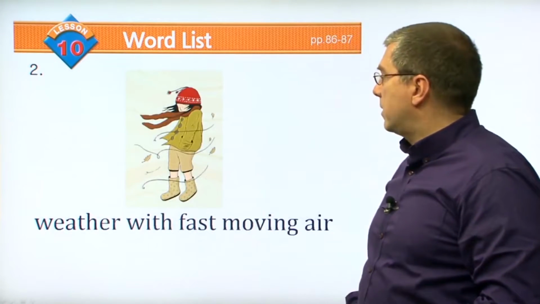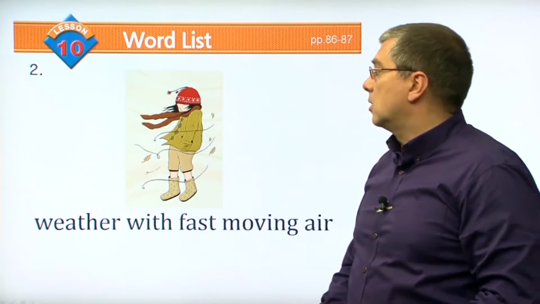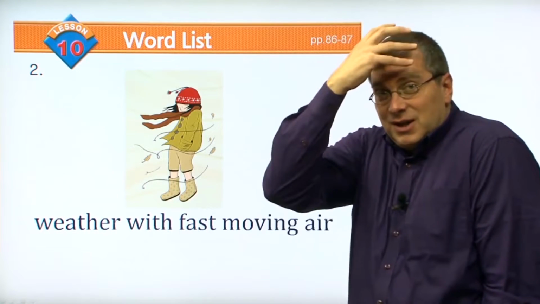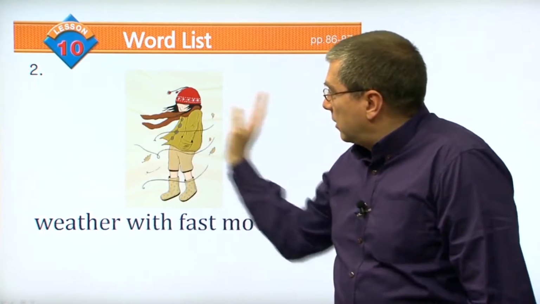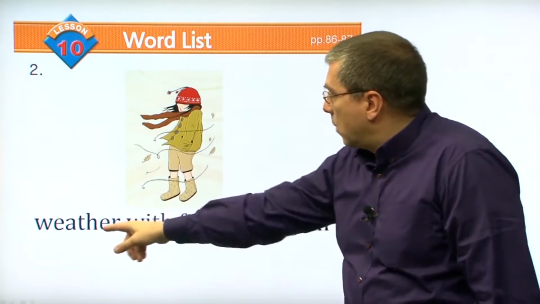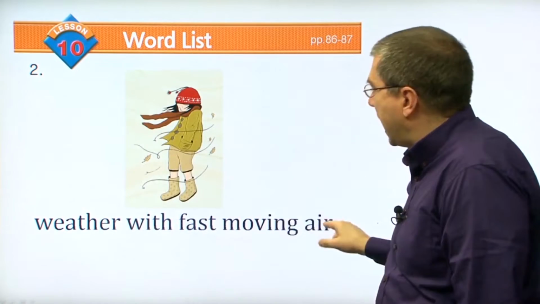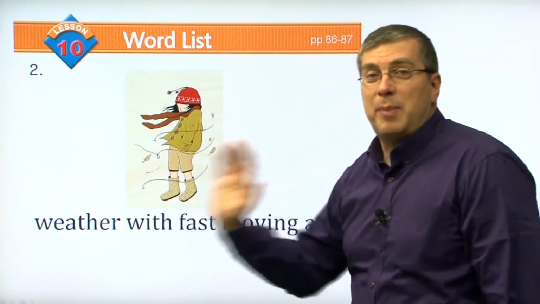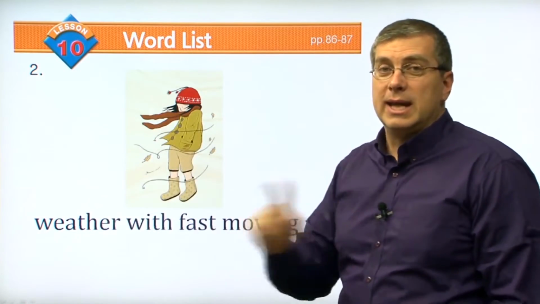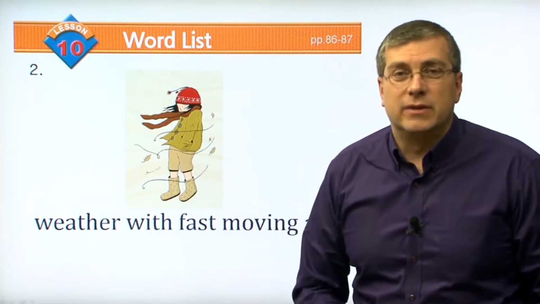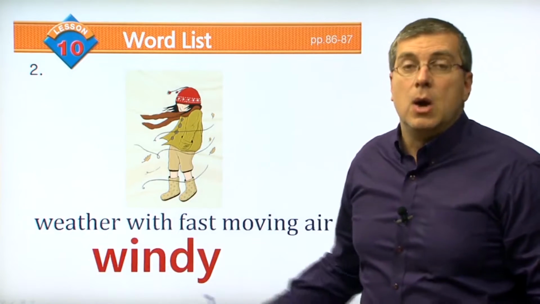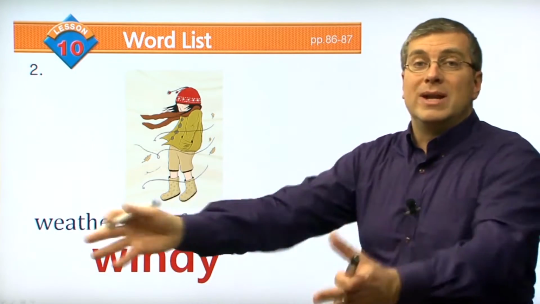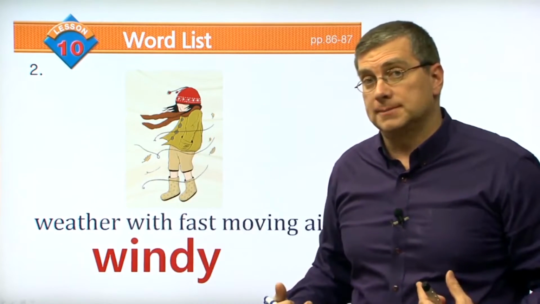This is a type of weather, right? This little girl, she's in her coat, she's in her knit hat, and look, it's very strong, the wind. Weather with fast moving air. The air is moving past her very quickly. In this case, what is the weather? We say the weather is windy. It's very windy. So the wind is strong.